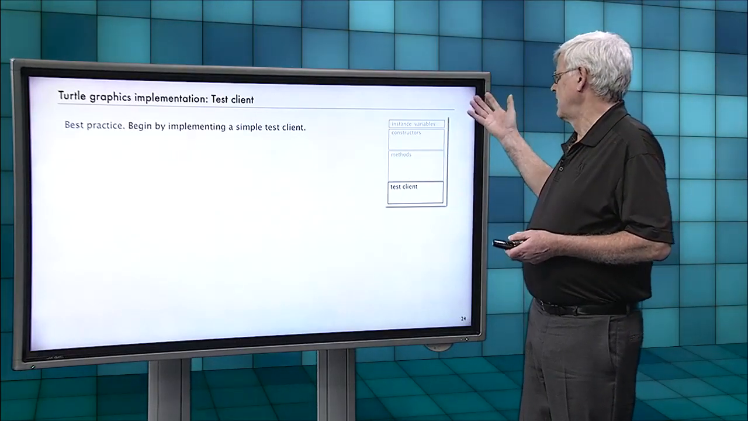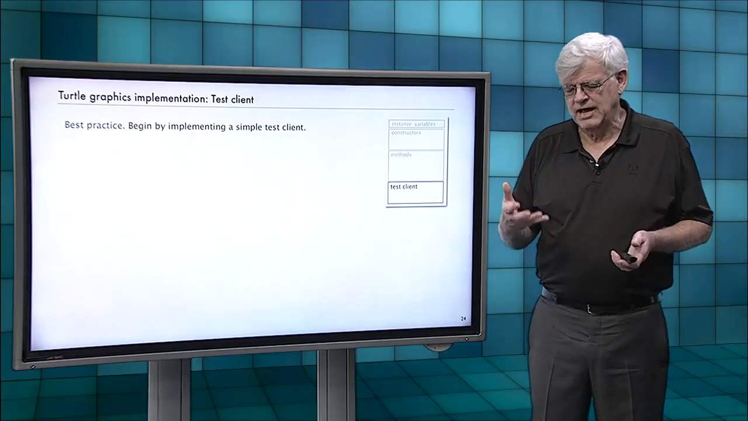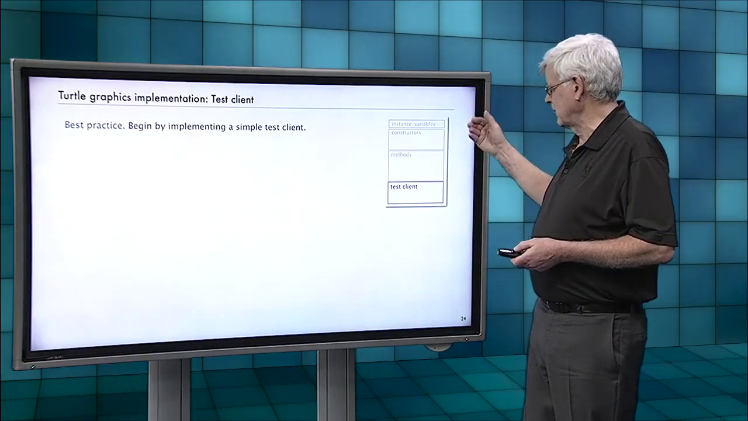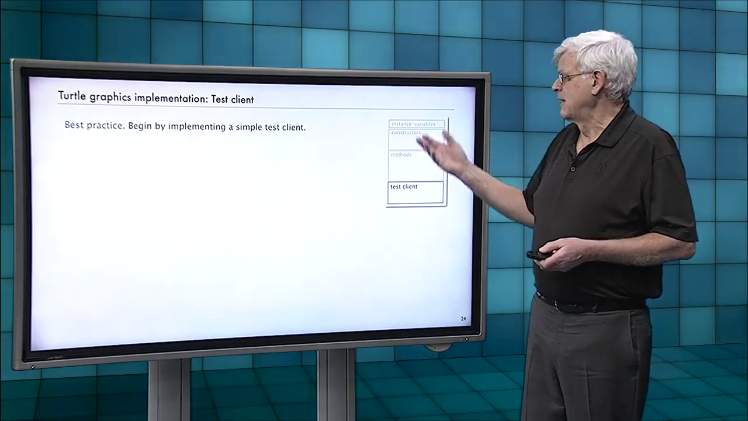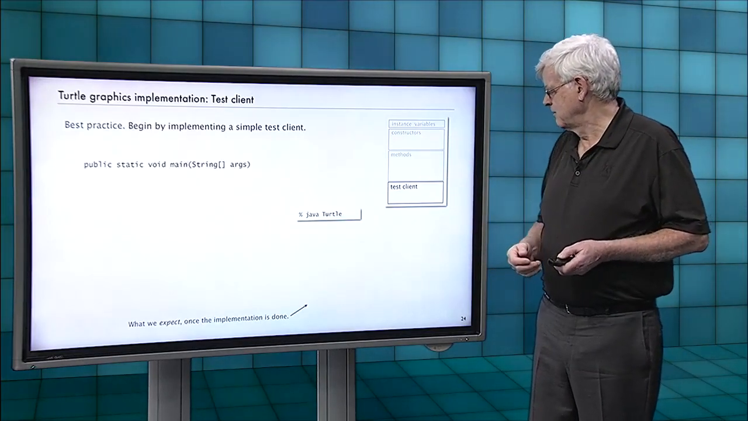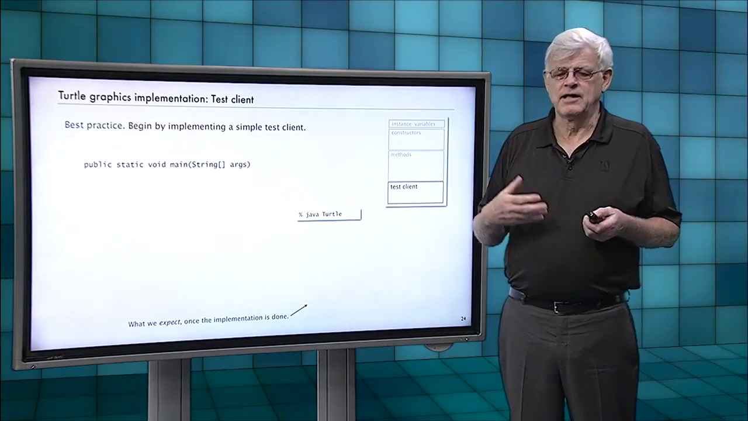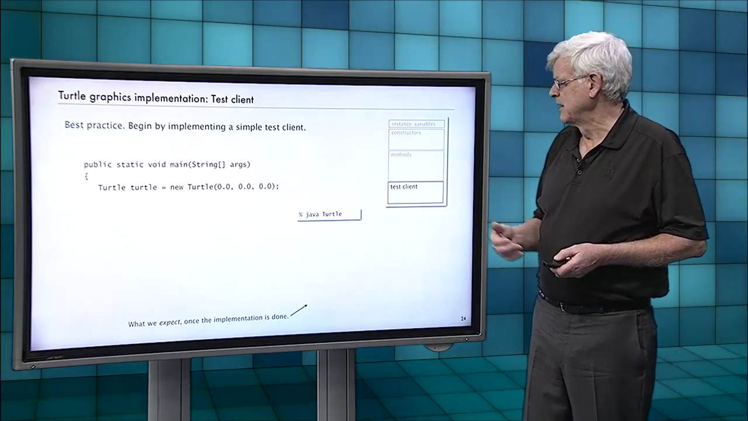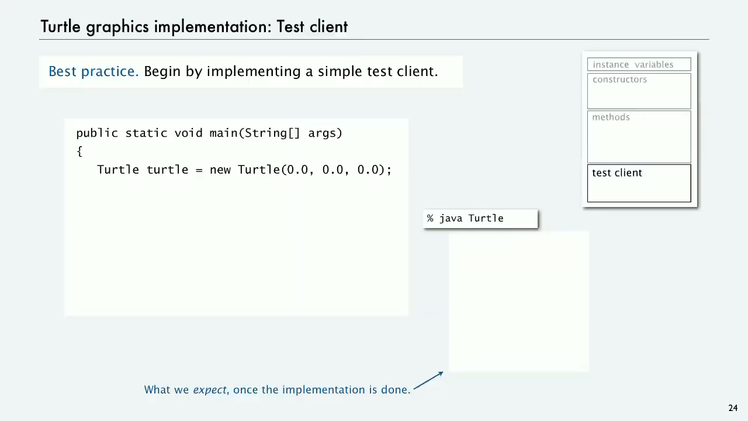Again, we're going to implement a turtle abstract data type with instance variables, constructors, methods, and a test client. We want to implement the test client first. The test client draws a triangle. We'll create a new turtle down at the left corner pointing to the right, and then instruct it to go forward 1 unit. When it goes forward, it draws a line. Then we want it to turn left 120 degrees.